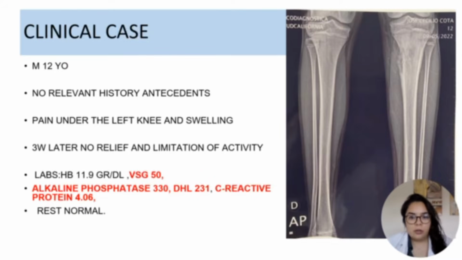The labs show us a hemoglobin of 11.9, erythrocyte sedimentation rate of 50, alkaline phosphatase 330, LDH 231, C-reactive protein 4.06, and the rest of the laboratories were normal.